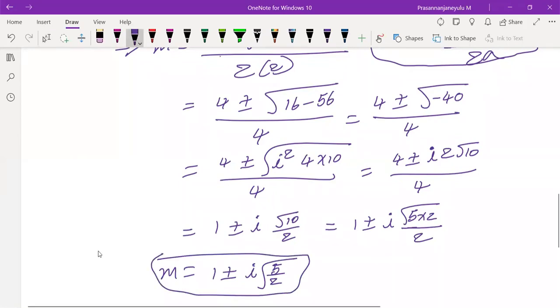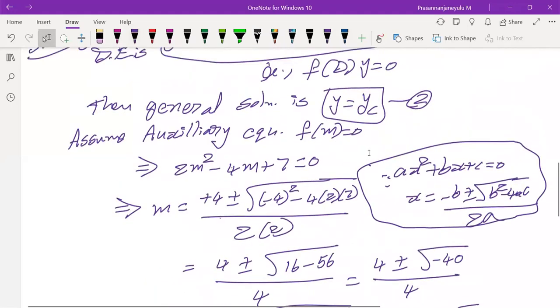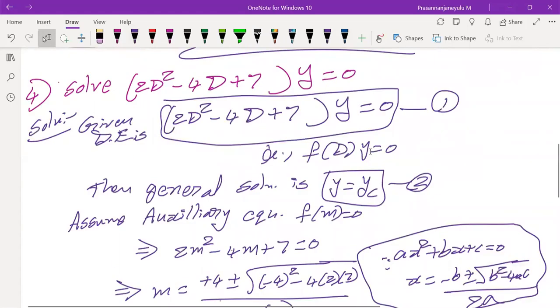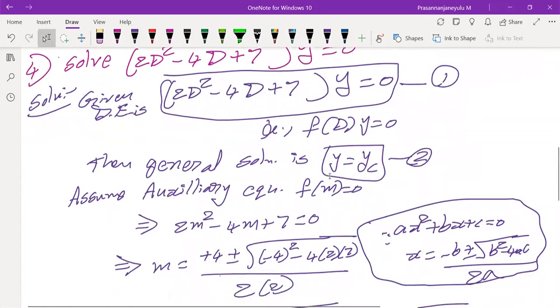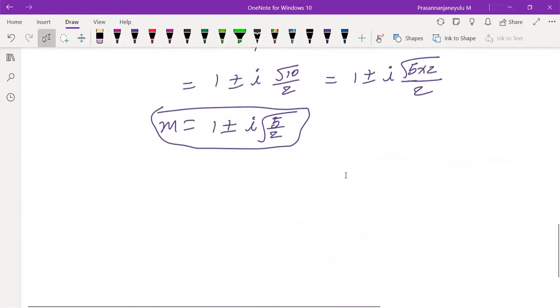Am I correct? Yes or no? So this is a special case. Why special case? The problem is created by 3 different students, so because of that we are getting roots like this. Now tell me, what are the roots? Complex roots or surds? Complex roots are surds, surds are complex roots.